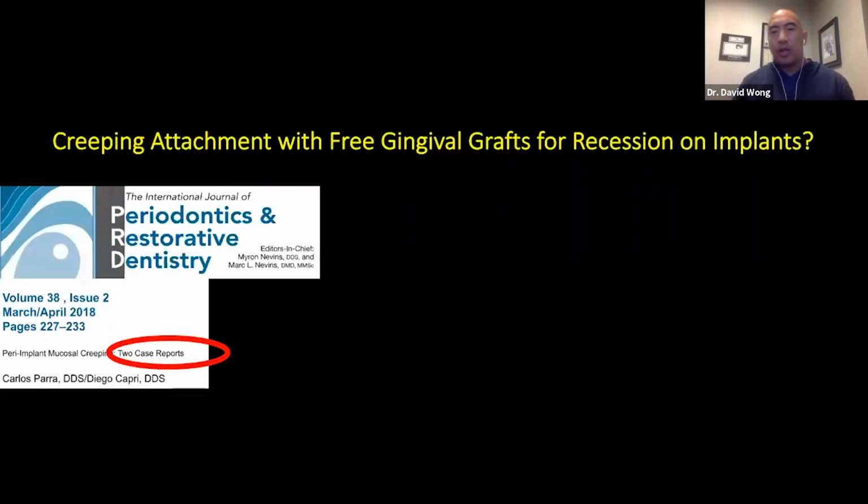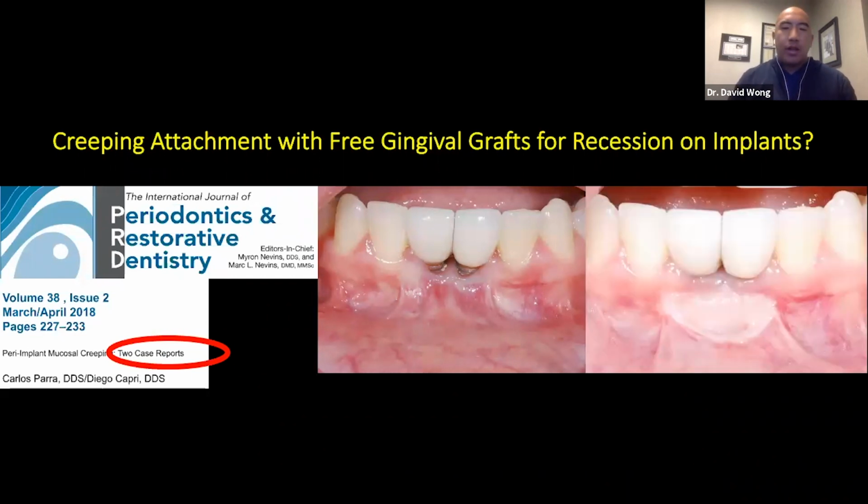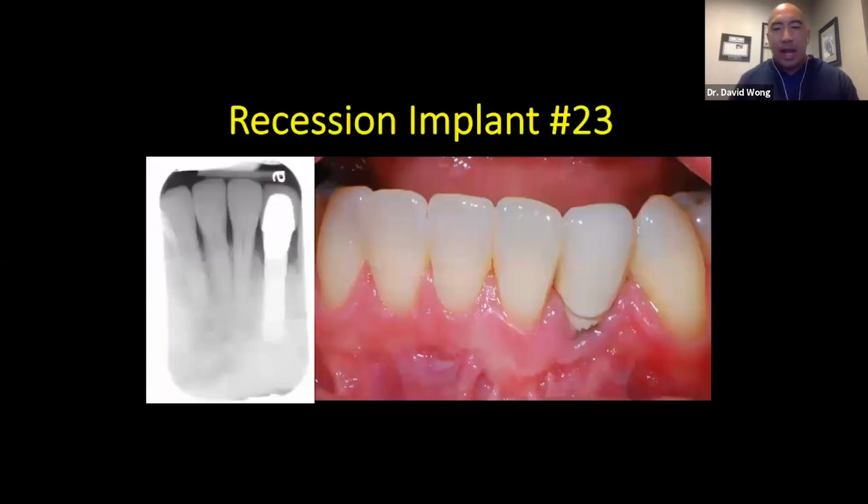We also know that it's not studied very much around implants. As a matter of fact, this is the only paper that I could see, which was in IJPRD with 2 case reports back in, I believe, 2018. So what we're noticing here is that when we place a free gingival graft around recession on implants, we do see some creeping attachment a lot of times. As for me personally, we see it quite a bit as well.